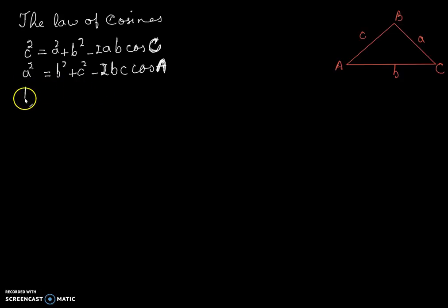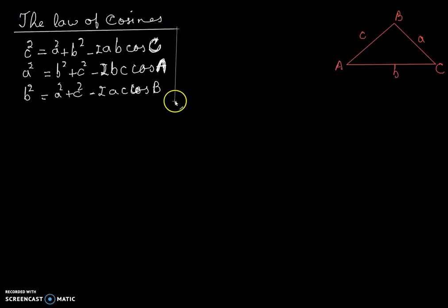And also b squared, this side whole squared, is equal to a squared plus c squared minus 2ac cos b, where b is the angle between these two sides. So side A and side C, the angle between them is b, so cos b. So that's basically the law of cosines, and let's see how we can derive these relationships.